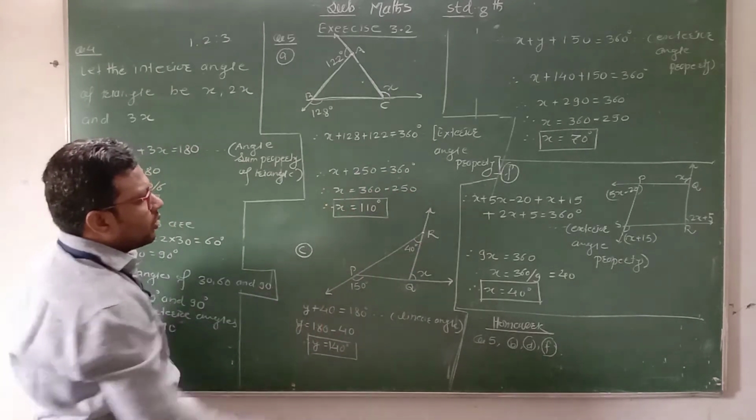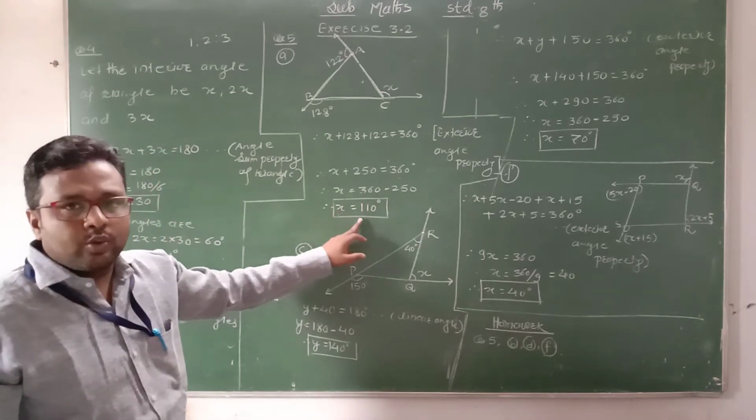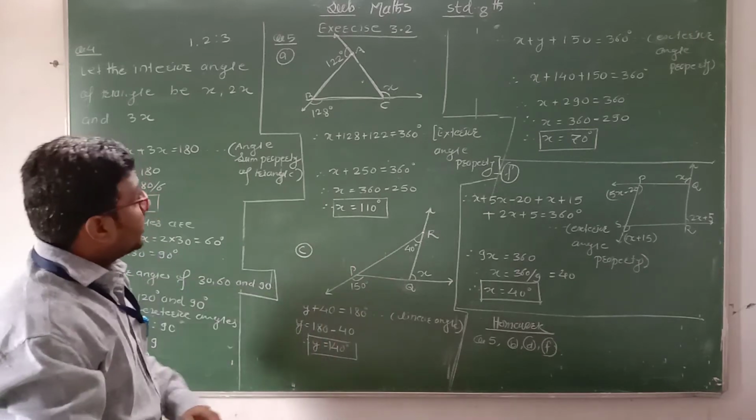Therefore x is equal to 360 minus 250. Therefore here we get x is equal to 110 degrees. This is the value of x. Okay. Now see the next question.